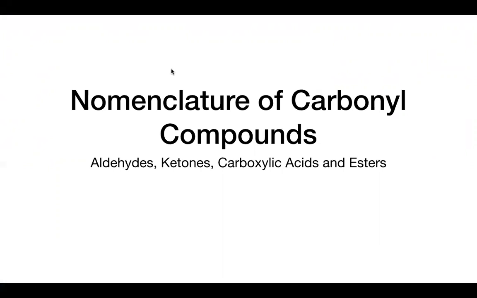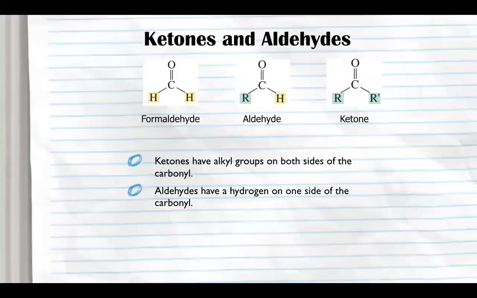We're going to talk about the nomenclature of carbonyl compounds, specifically aldehydes, ketones, carboxylic acids, and esters. Remember that ketones have alkyl groups on both sides of the carbonyl, and aldehydes have a hydrogen on one side of the carbonyl. You can have hydrogens on both sides of the carbonyl. If you do, that is formaldehyde, and that's the only one that can be that way.